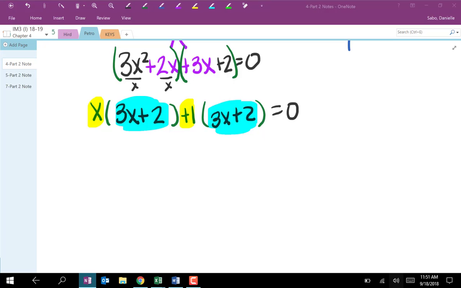Let me just write it out. Plus 2 equals 0.